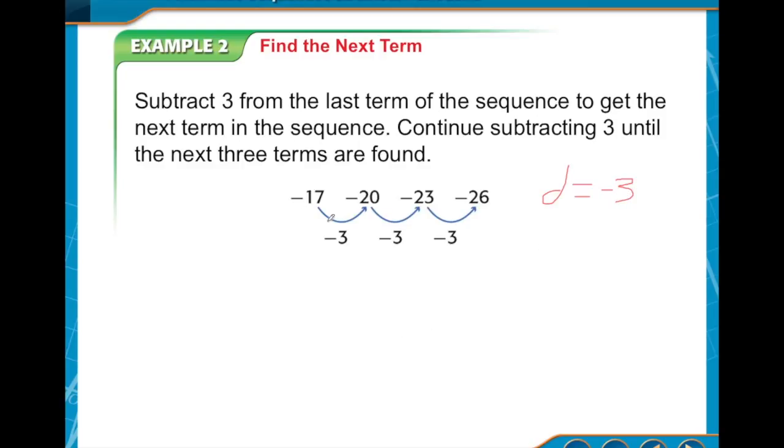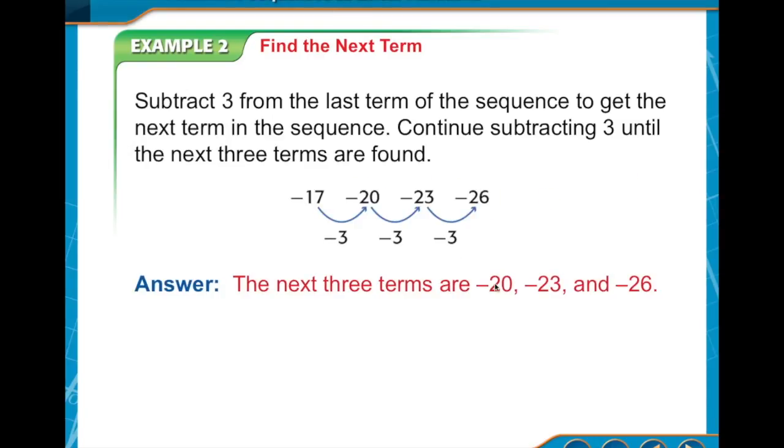So that would give us -20. Once again, it would give us -23. One more time gives us the last number right there. So these would be the next 3 terms in the sequence, just by following the same pattern. And this is easy stuff. I'm very confident in everyone's ability to do this. So the answer would just be those next terms, 20, 23, and 26, all negatives.